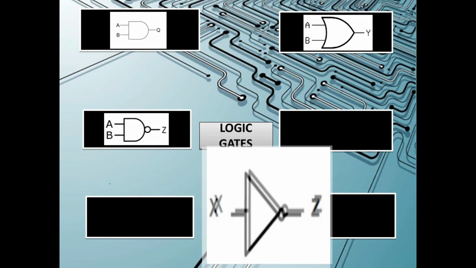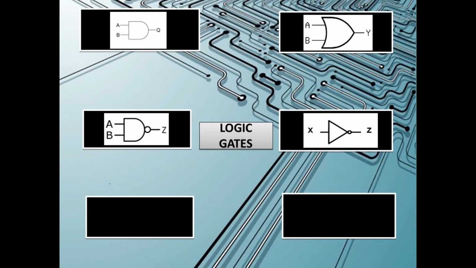The NOT gate will produce the inverted result. When you input true, then the result will be false because it is inverted by the NOT gate.